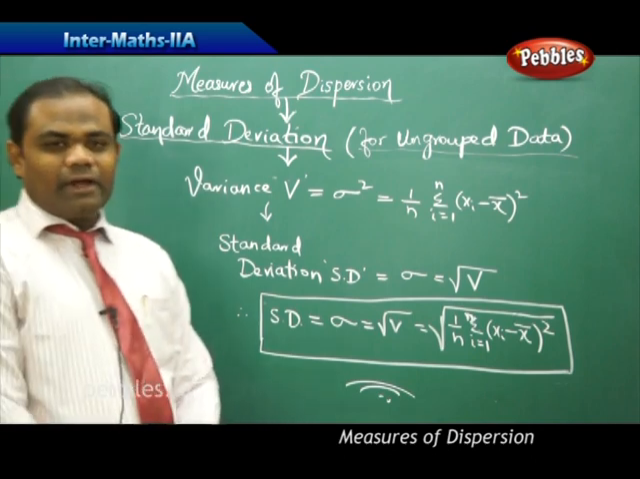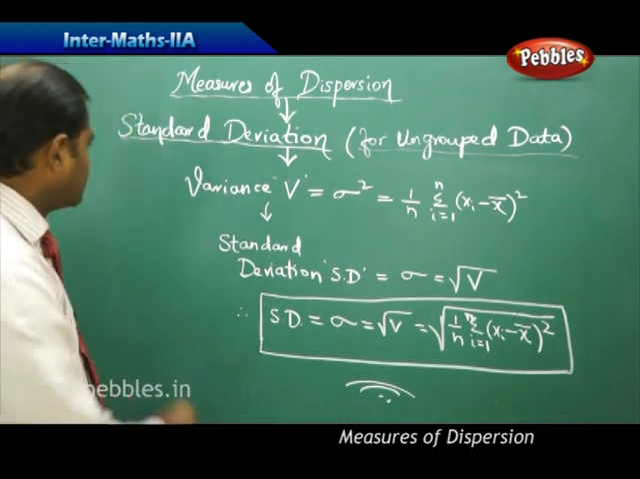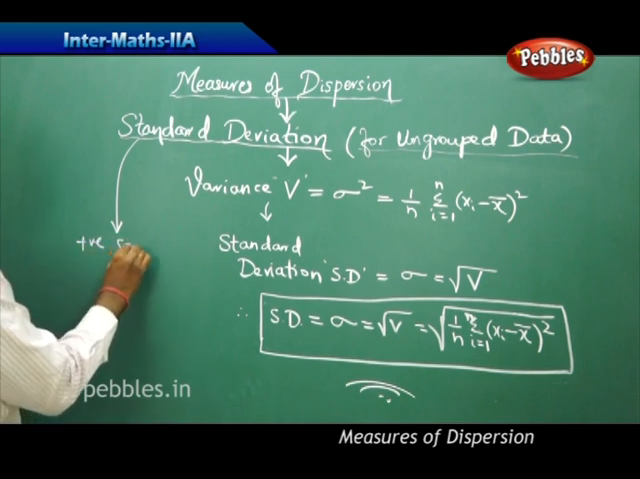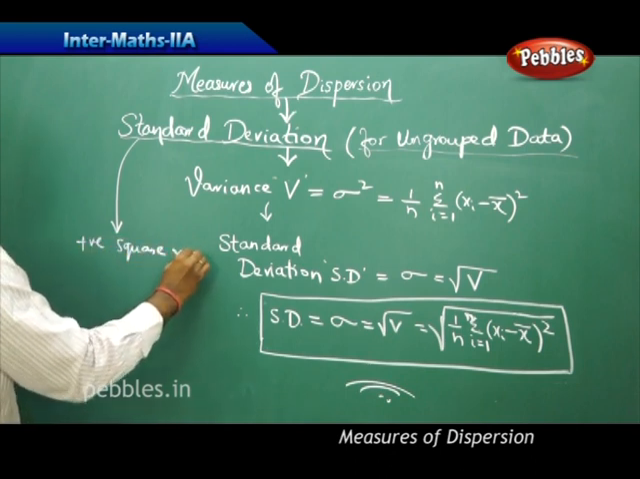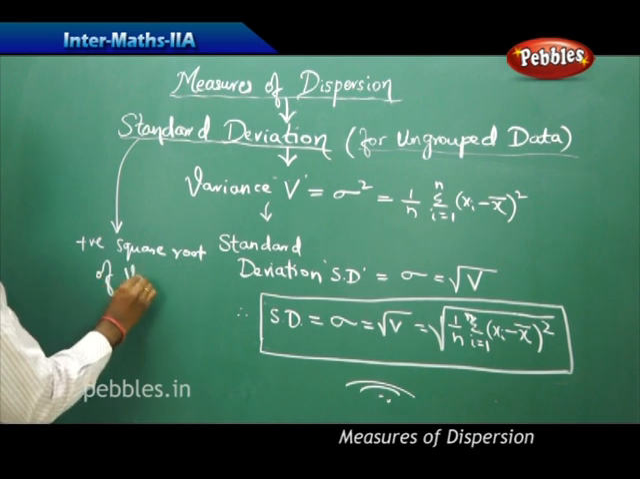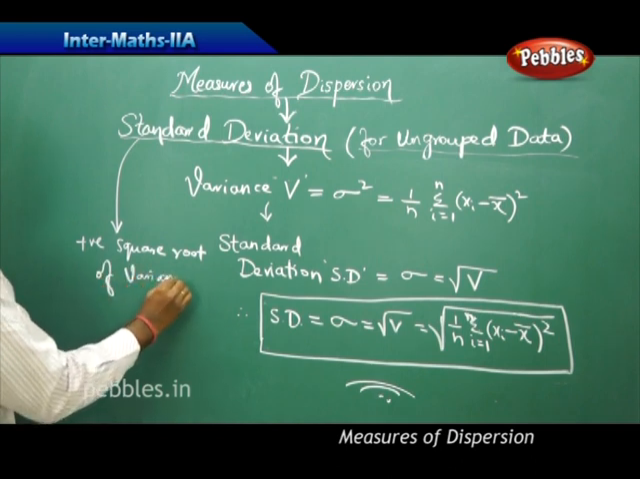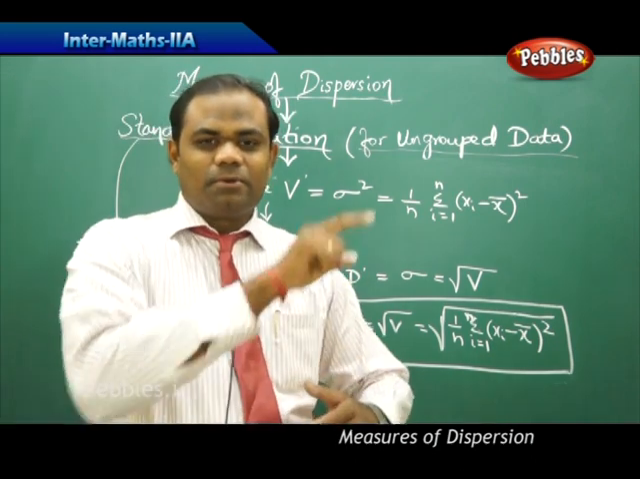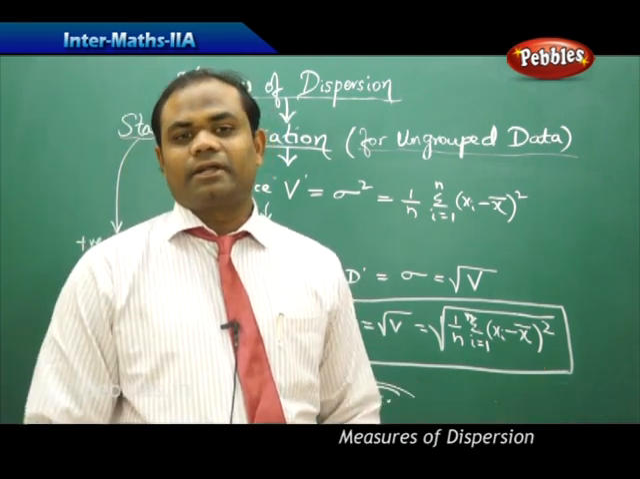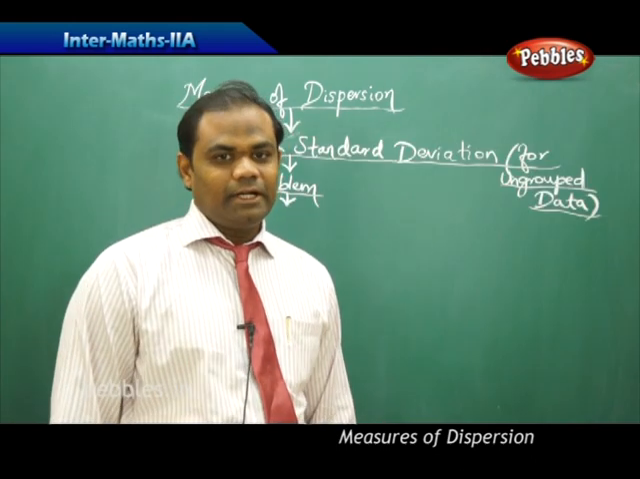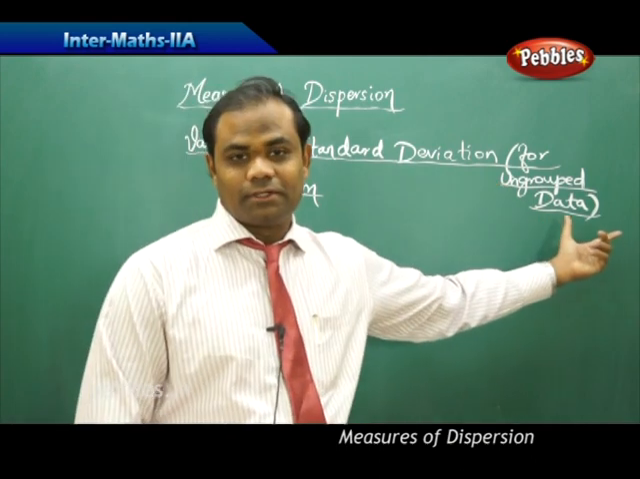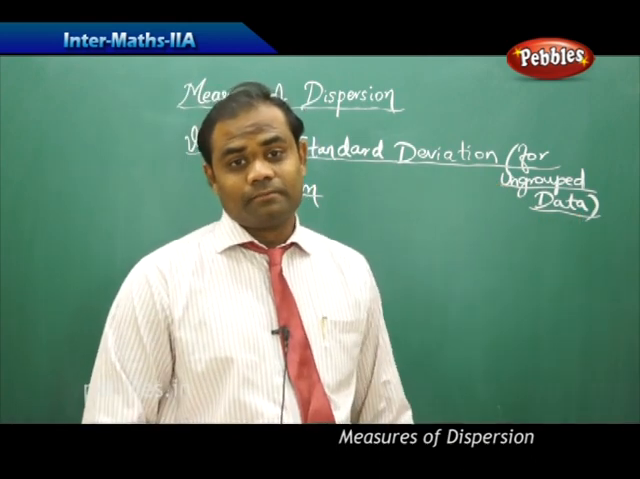So this is how we define the standard deviation, which we can define as the positive square root of variance. It's very simple. Once you know variance, do the positive square root and we get the standard deviation. Now let's see one example problem to find the variance and standard deviation for ungrouped data.